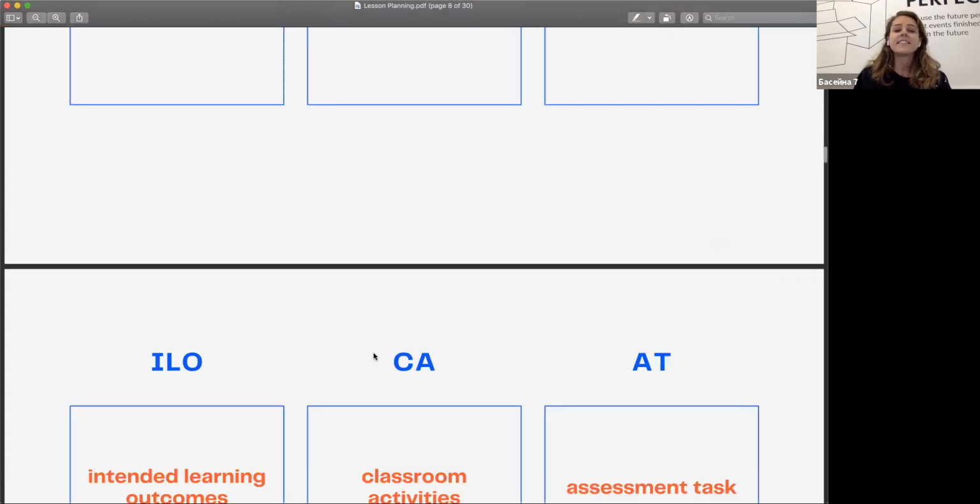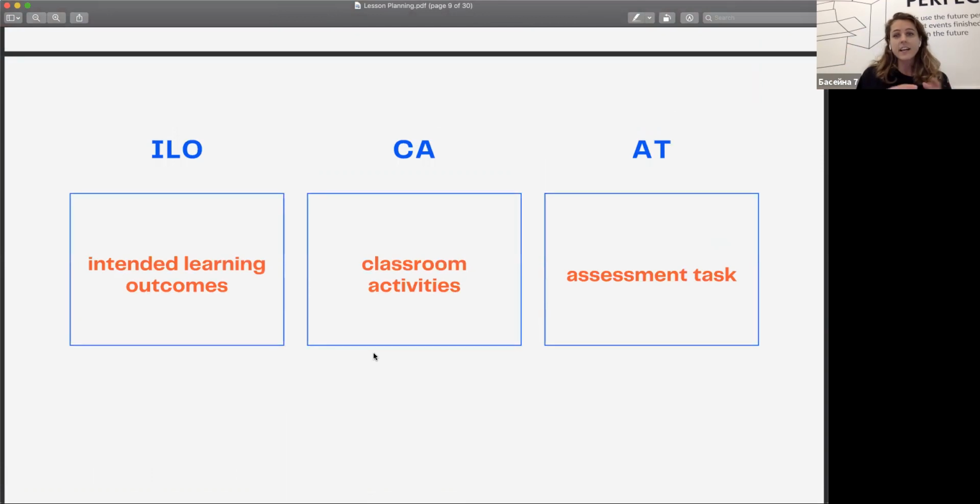CA, this is the classroom activities. So basically, these are activities that we plan during the class that will help us to achieve these intended learning outcomes. And we also have AT, that is assessment task. So that is the task, I think usually it's at the end of the lesson, where we assess whether students managed to achieve these learning objectives or they didn't.